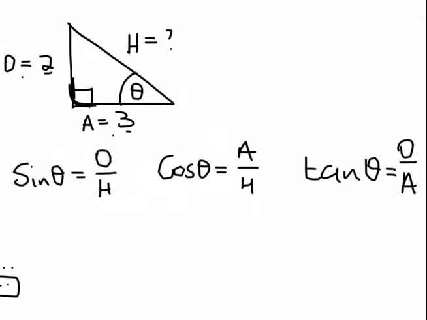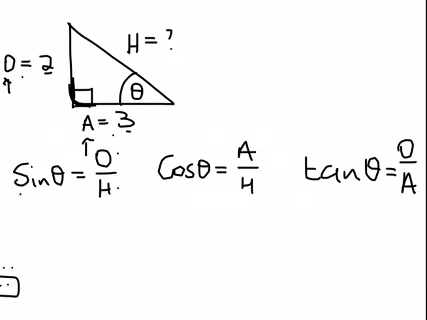When you are given a right-angled triangle and they want you to find the side, you just need to know: am I going to use sine, cos, or tan? How are you going to know? It will depend on what you are given. I said I am given opposite, which is 2, and adjacent, which is 3. So between sine, cos, and tan, which trigonometric ratio has opposite and adjacent? Is it sine? No, it's not, because sine is opposite and hypotenuse. Is it cos?